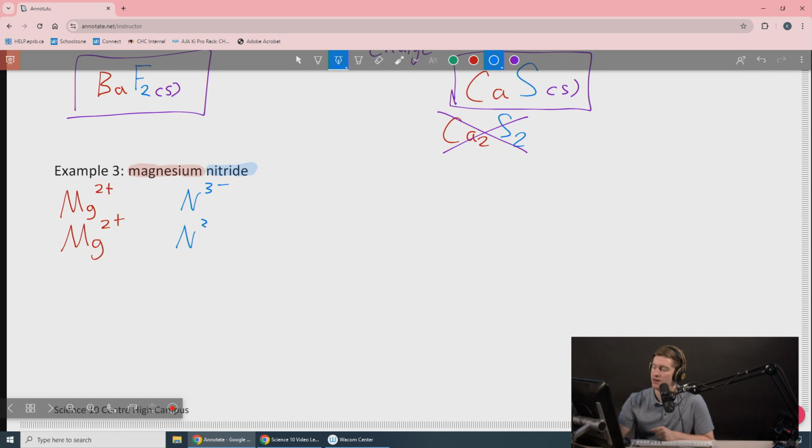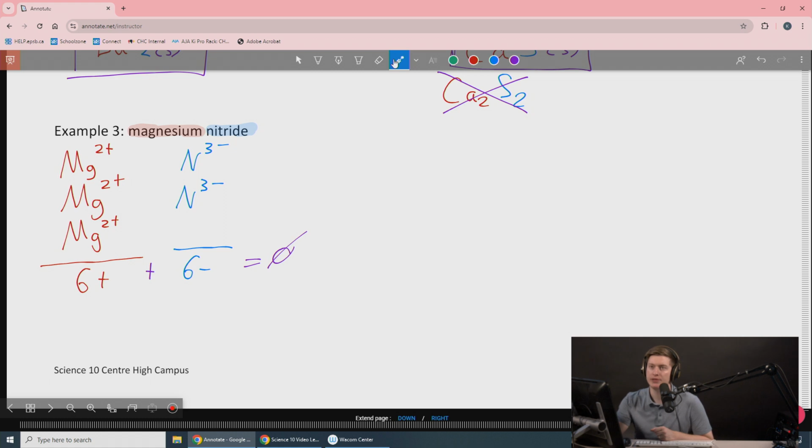Let's add another negative. If I add another nitride here, now I have 6 negative and 4 positive. So I need to add another positive 2 plus for magnesium in order to cancel out. If I add this all up, my total positive charge is 6 plus, and my total negative charge is 6 minus, which would bring us to a net charge of 0, which is what we want.